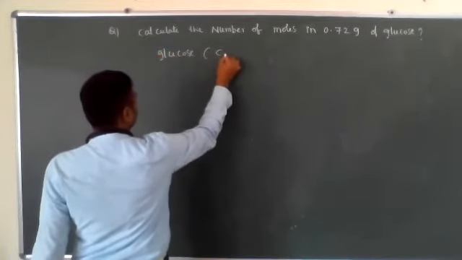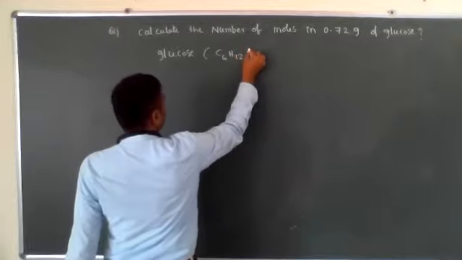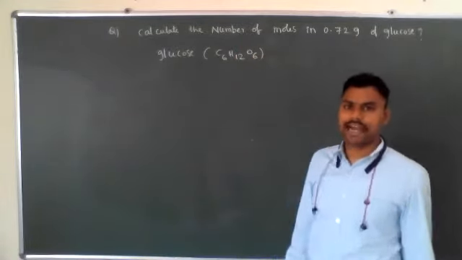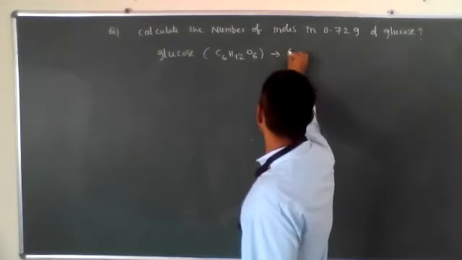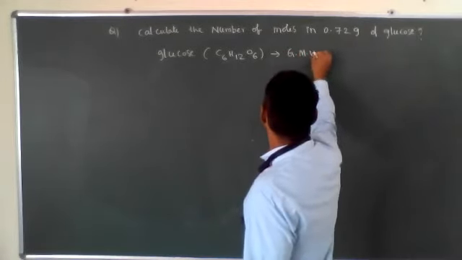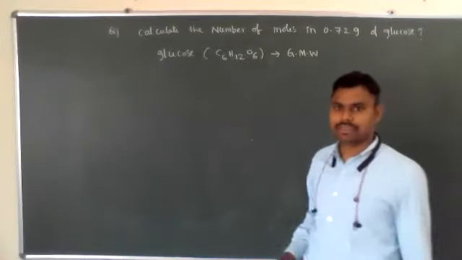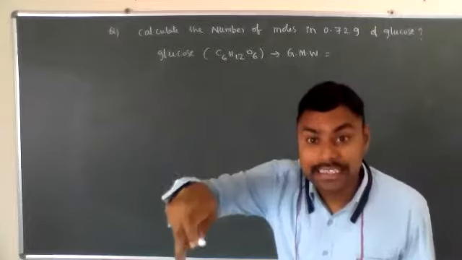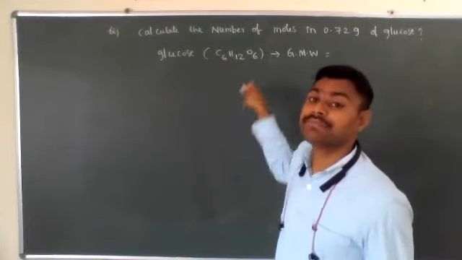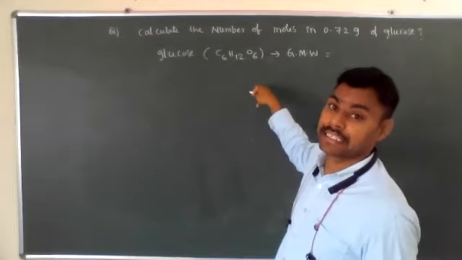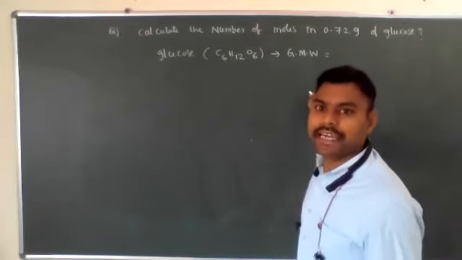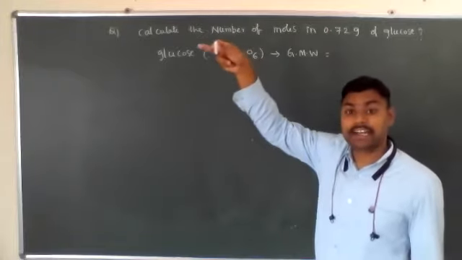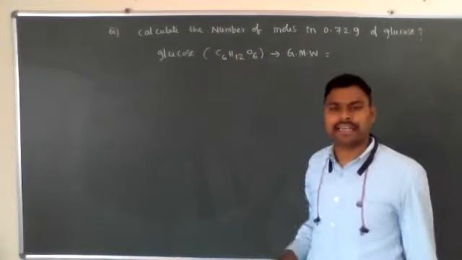Glucose molecular formula is C6H12O6. 6 carbon atoms, 12 hydrogen atoms and 6 oxygen atoms are present. What is the gram molecular weight of glucose? Molecular weight is equal to the sum of the atoms' weights. The sum of the total atoms' weight is known as the gram molecular weight. Is it clear? We already learned how to calculate gram molecular weight in the fundamental classes.